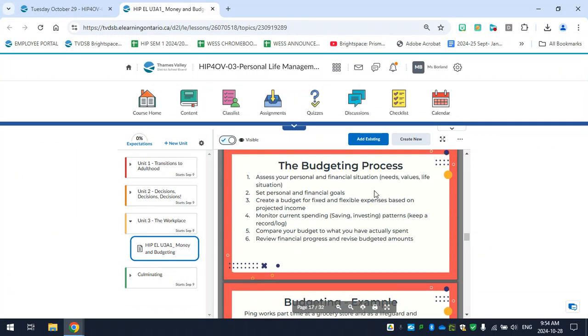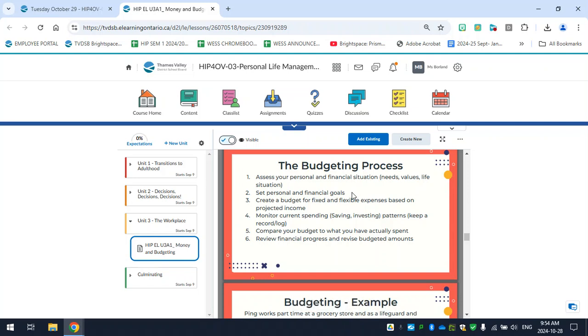So the budgeting process is really broken down into several steps. But number one, you need to assess your personal financial situation. So knowing the difference between needs, values, and life situation. Needs are not the same as wants. Needs are things like groceries. You need groceries. If you have a car, you need to buy gas and pay for insurance and maintenance and things like that. You need to set personal and financial goals.